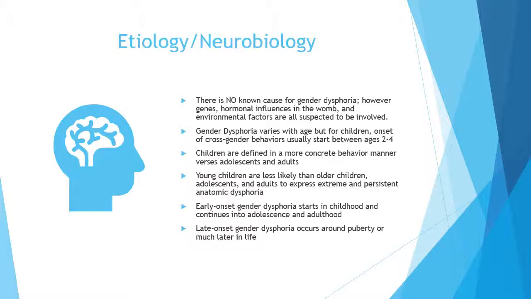Children are defined in a more concrete behavioral manner versus adolescents and adults. Young children are less likely than older children, adolescents, and adults to express extreme, persistent anatomic gender dysphoria. Early onset gender dysphoria starts in childhood and continues into adolescence and adulthood. Late onset of gender dysphoria occurs around puberty or much later in life.